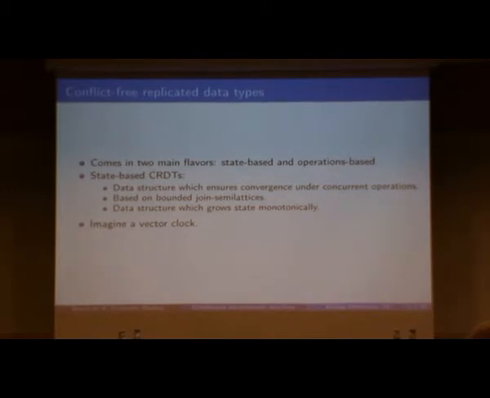Show of hands for CRDTs? No? Okay, a little bit. All right. CRDTs basically come in two flavors, state-based and operations-based. Essentially they are data structures modeled after semi-lattices, with the semi-lattice properties of merging cleanly, being associative, commutative and idempotent, and observing monotonic growth either in state or value depending on which CRDT you implement.